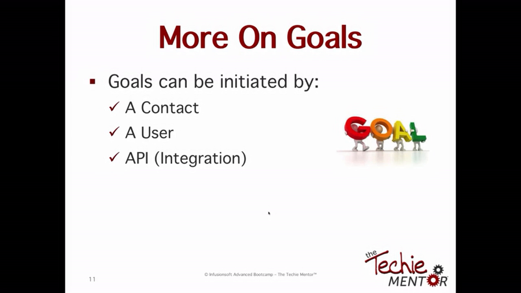So my point is goals can be initiated by one of these three. The most common is obviously the contact, which is the person who's the prospect moving through your funnel. A user would be somebody who is signed in, like you as a virtual assistant or an online business manager. And an API, again, would be if your Infusionsoft is sending information to a third-party program. Maybe you have a third-party software that you're using.